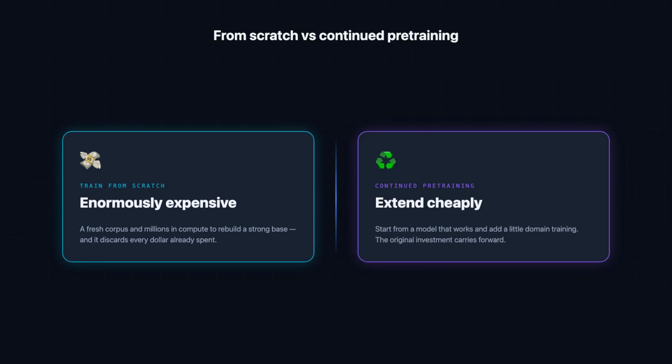Continued pre-training takes the other road entirely. You start from a model that already works, and you extend it with a relatively small amount of extra training on the specific domain you care about. All of that original investment carries straight forward, and you pay only for the thin layer of specialization you add on top.